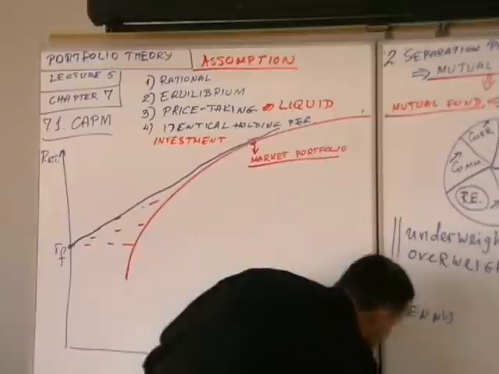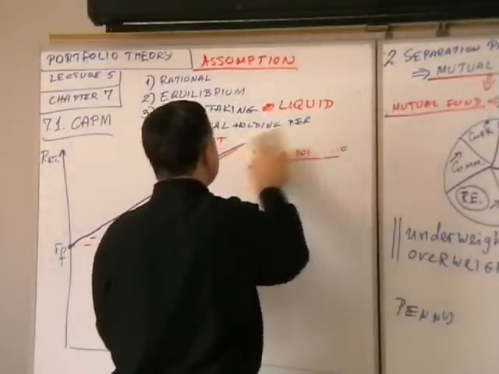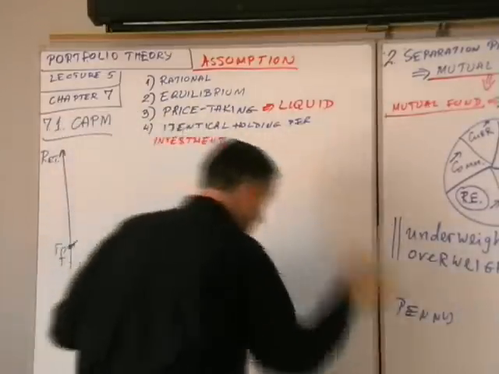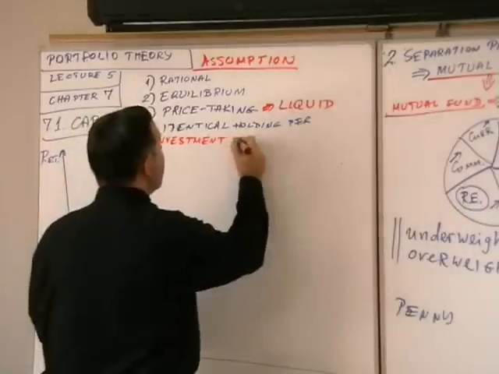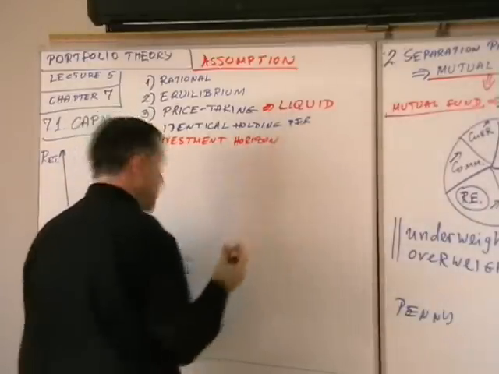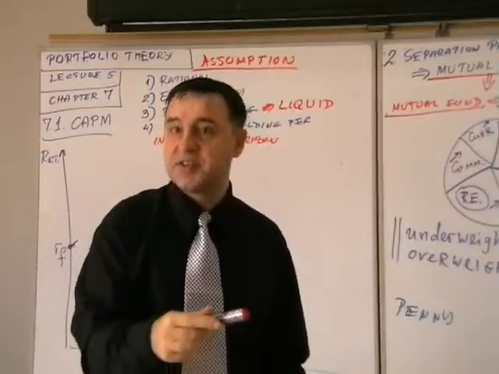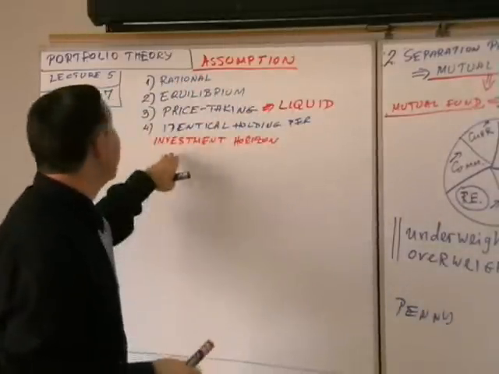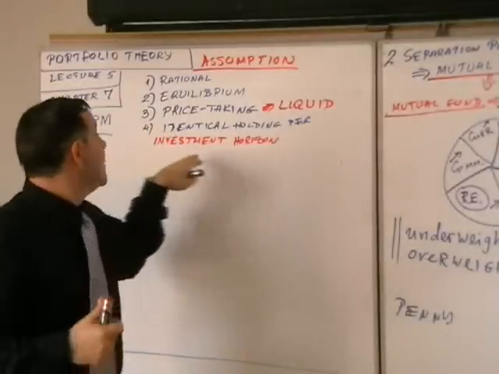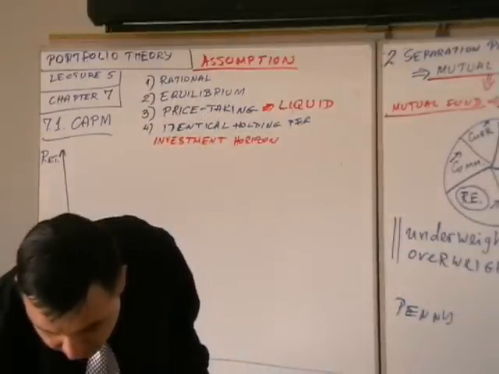Let me wipe this off so I can get a little bit of space. If I need, I will redraw. Investment horizon. And of course, we can say constant investment horizon or identical investment horizon. In other words, everyone's investment horizon is the same. What's next?